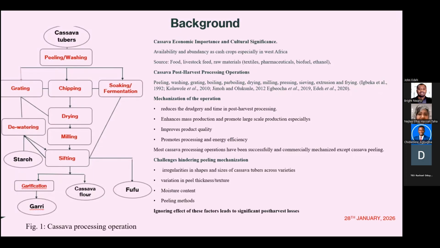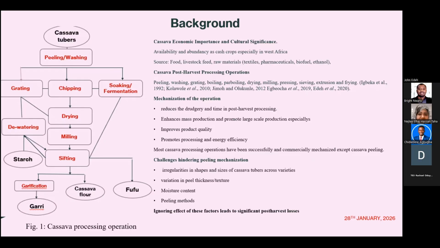Okay, so if you look at most of these cassava processing steps, where we have a major issue is the peeling. Peeling has posed serious challenges, and it has actually affected its full mechanization and commercialization. And what are the reasons? The challenges hindering peeling mechanization are irregularities in shape and sizes of cassava. Cassava comes in diverse shapes. You cannot tell a cassava tuber which shape it should come with. The only thing is that you are going to walk around it and know how to deal with it.